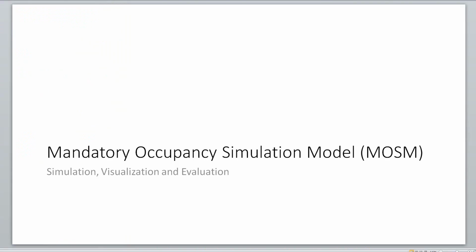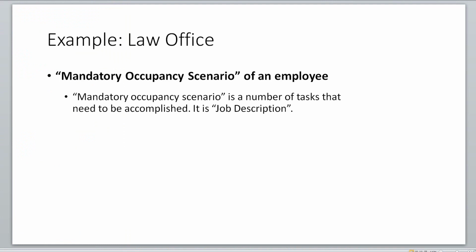Okay, so what is a mandatory occupancy simulation model? A mandatory occupancy scenario is actually very simple in a sense that it's a job description, but in reality it is a series of tasks that need to be done. And the person who needs to do all of these tasks, we call him an agent, or we call her an agent. An agent is a person, a virtual person. I mean, in computer science, we don't necessarily assume that an agent is a person, but in our case, it is.